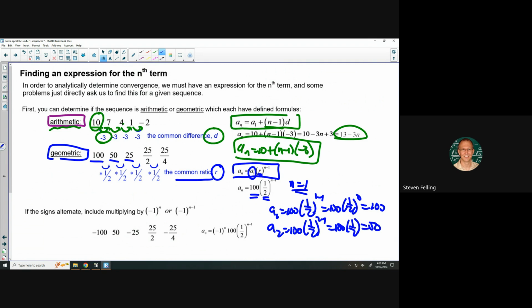And then if you have a series whose signs are alternating, you can ignore that sign at first and come up with a rule, and then multiply by either -1 to the n, or -1 to the n minus 1, or you could also use -1 to the n plus 1. That will cause the terms to alternate. Which one you pick depends upon whether the first term has to be negative or positive, and where you're starting your index from, 1 or 0.